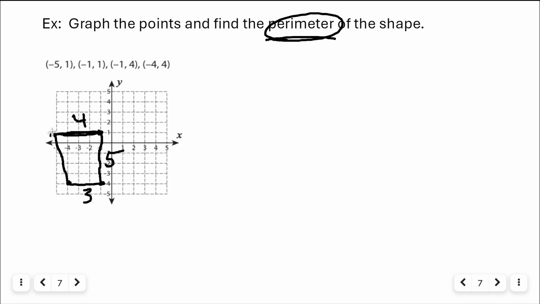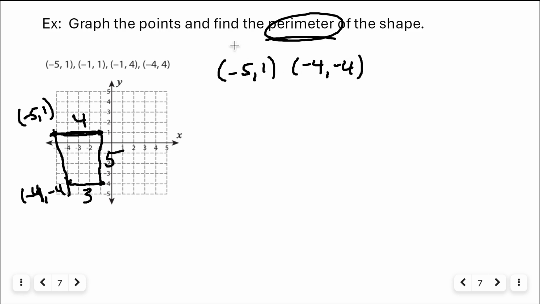So we can't just count the boxes, and we can't find the slope. We're going to actually have to figure out how far it is from this point to this point. So this point over here is negative 5, 1. And this point down here is negative 4, negative 4. Okay, so we're going to have to use the distance formula with these 2 points. So we have negative 5, 1 and negative 4, negative 4. So x1, y1, x2, y2.